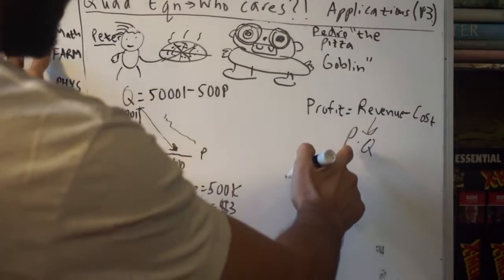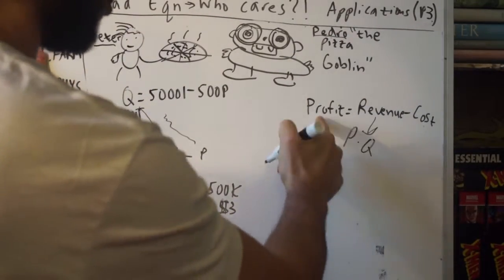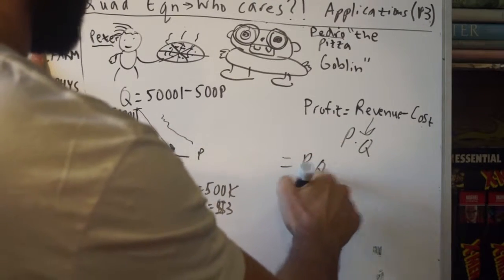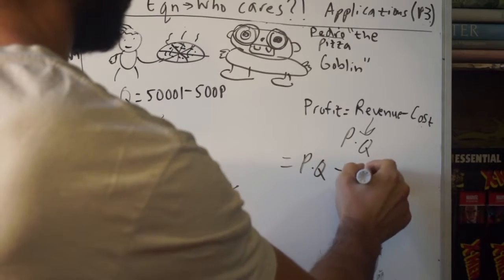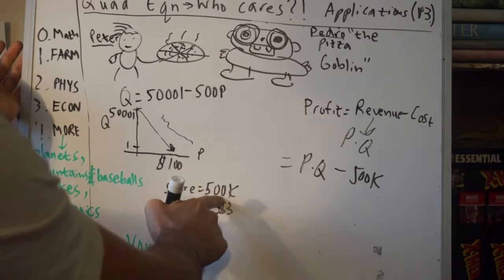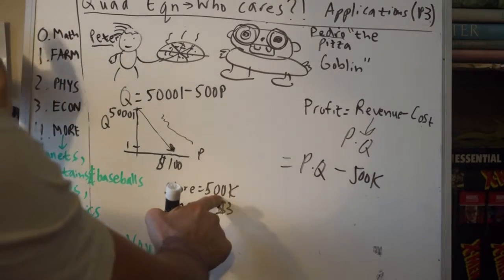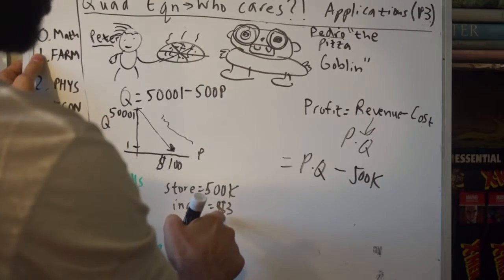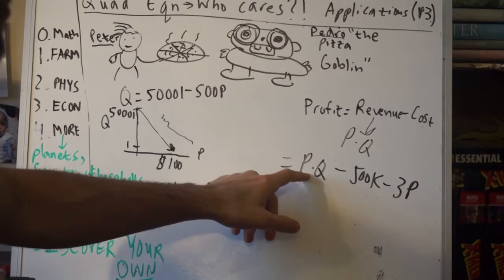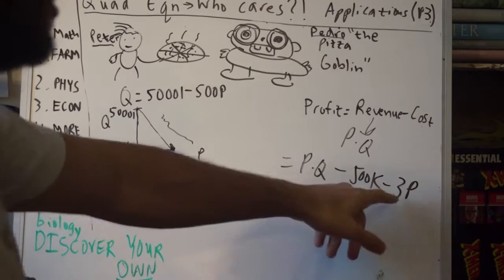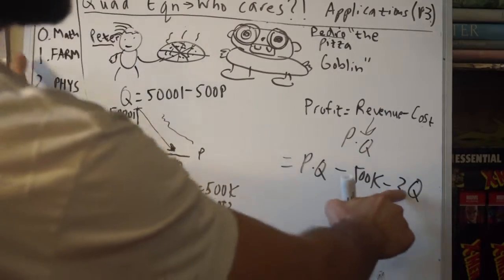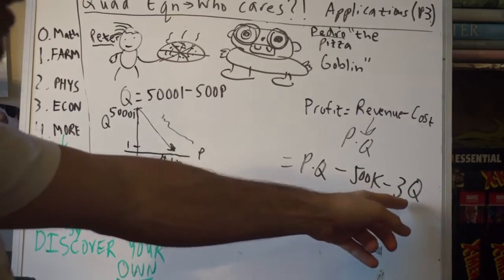Okay, so if he chooses to charge P, his profit will be P times Q minus 500,000, because no matter how many pizzas he sells, he still has to pay 500,000 for the store. So this has nothing to do with quantity. And then furthermore, it costs him $3 per pizza, so it's 3 times Q. Sorry, that's not P, that's a Q. For each extra pizza he sells, his costs go up because he has to buy more ingredients.